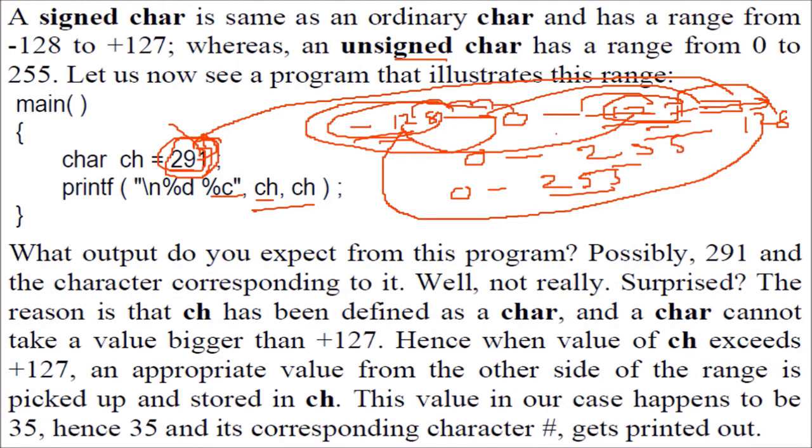Then you see that still it is not complete because of 255. Now you see that this is 291 minus 256, because the total number is 256. So 11 minus 6 is 5, and 8 minus 5 is 3. So you need to go from 0 till 35. That is how 35 will come up, and the character corresponding to this 35, which is the hash, will be shown. So in this program, you will see 35 and hash. Why? I just explained to you.